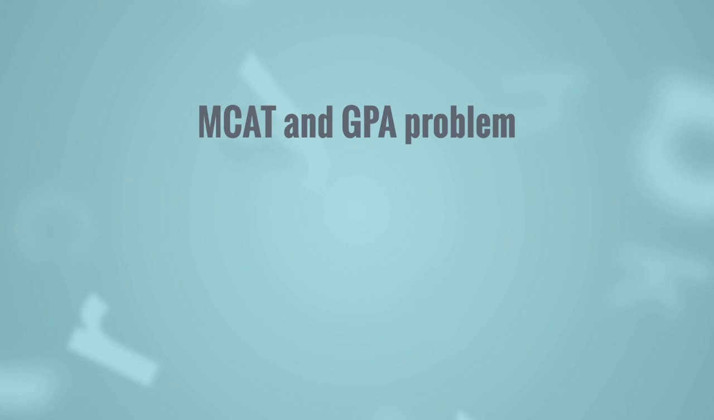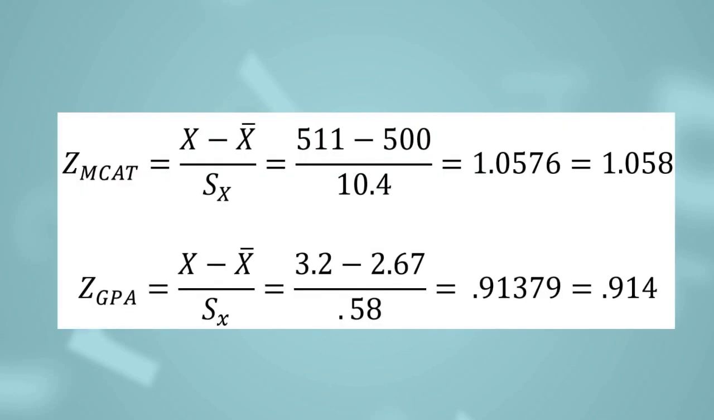How about the MCAT and the GPA problem we mentioned? MCAT scores are interval and run from 472 to 528. GPA is ratio and runs from 0.0 to 4.0. So two different scores, interval and ratio, have very different ranges in values. So you have an MCAT score of 511 and a GPA of 3.2. For the year you took the MCAT, the mean was 500 and the standard deviation was 10.4. At your college, the mean GPA is 2.67 and the standard deviation is 0.58.